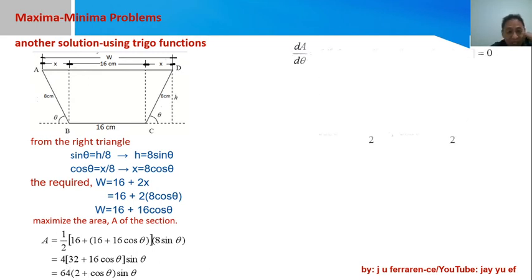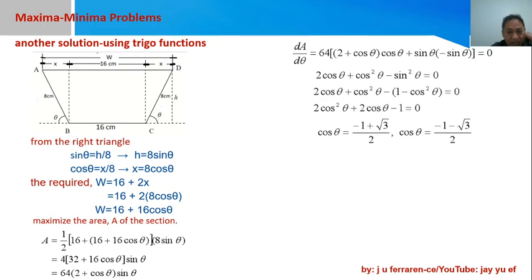So you are now ready to differentiate your A with respect to theta. So 64 as a constant. We have the product of the functions involving theta. So we have the derivative of 2 plus cosine theta, which is minus sine theta, multiplied with sine theta, plus the 2 plus cosine theta multiplied with the derivative of sine theta, which is cosine theta. Correct?